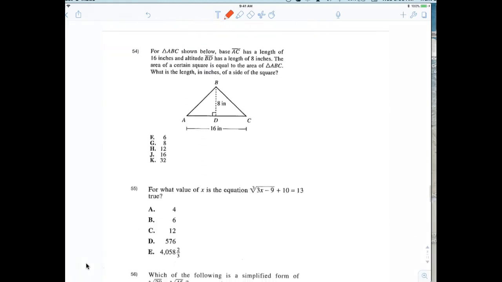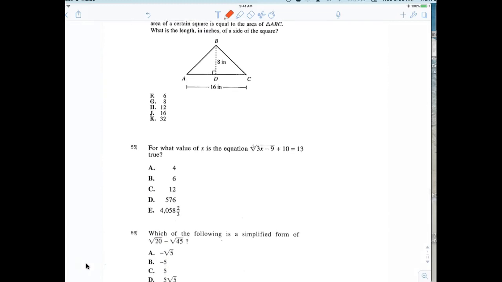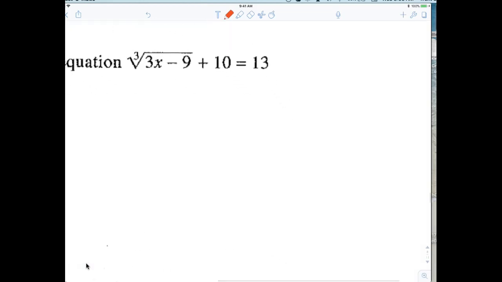All right, here we go. Now we're into the SAT, ACT kind of questions. All right, a little bit harder. All right, what did I tell you about isolating first? So what's the first move here? Minus 10. Very good job.